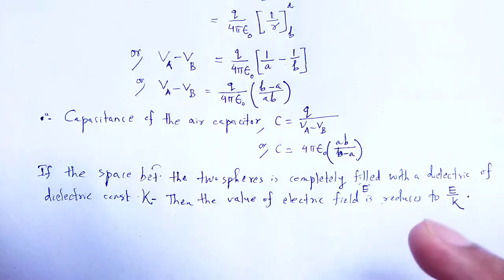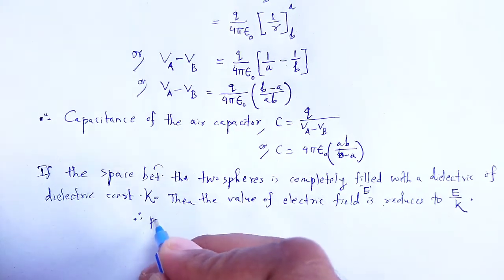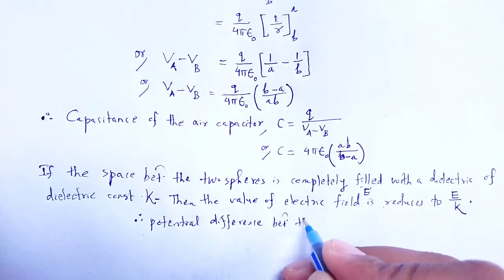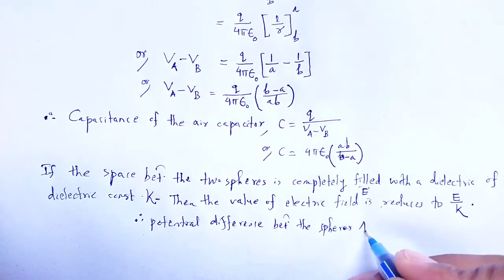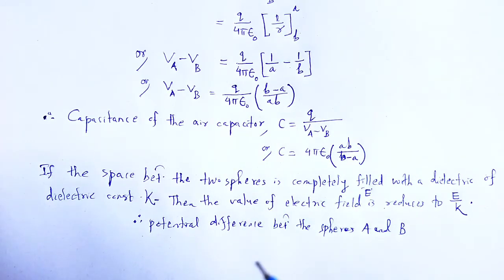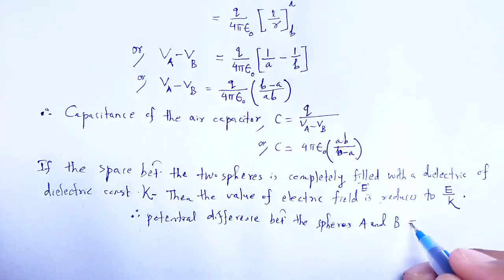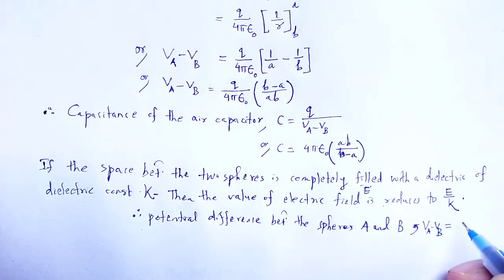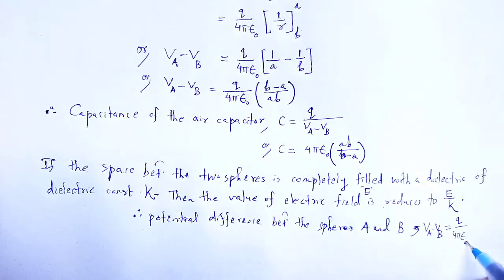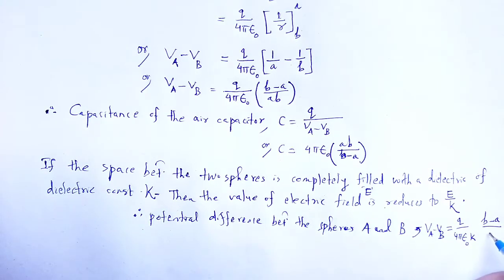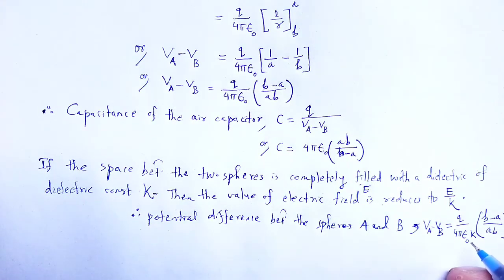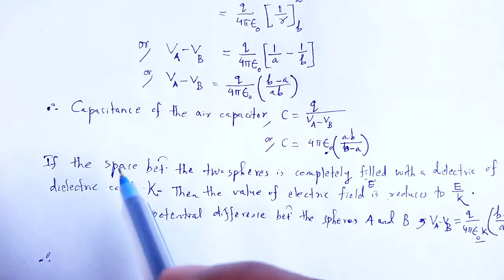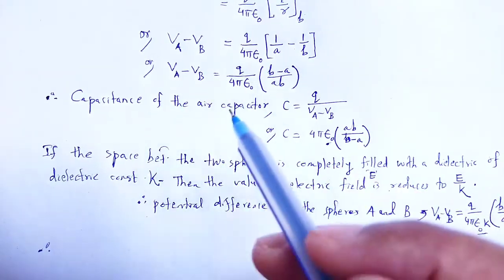So the potential difference between the spheres A and B, when these two spheres are filled with the dielectric having dielectric constant K, is VA minus VB is equal to Q by 4 pi epsilon naught into (B minus A) divided by K AB. Here we introduce the dielectric constant term K. Now we can calculate the capacitance of a spherical capacitor filled with dielectric.